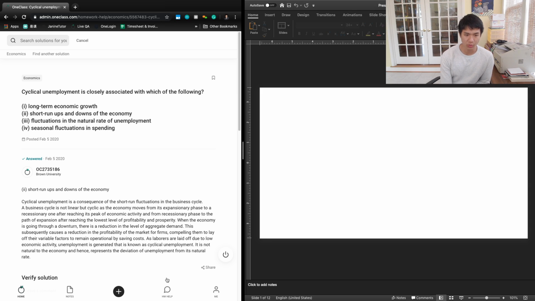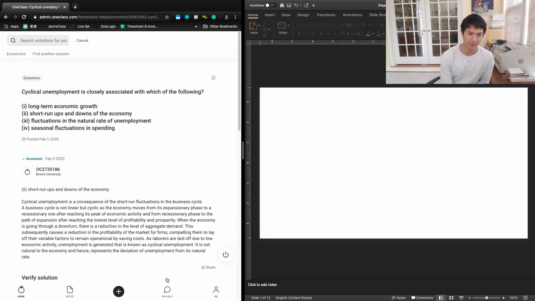Three says fluctuations in the natural rate of unemployment. We know that unemployment can fluctuate, but that's largely a result of the fluctuations in cyclical unemployment. The natural rate of unemployment is the total of frictional unemployment and structural unemployment, and those figures tend to remain relatively more steady compared to cyclical unemployment. And so there aren't going to be many fluctuations from those two types of unemployment that affect cyclical unemployment.